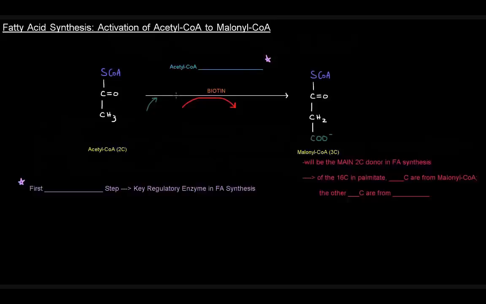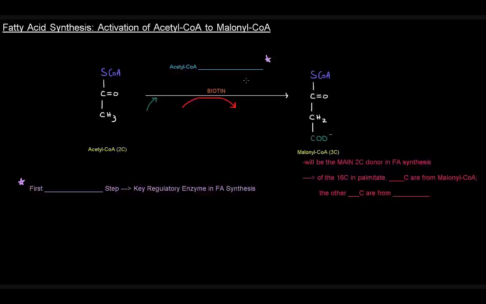In this video I want to talk about the activation of acetyl-CoA to Malonyl-CoA. So basically, if you recall from beta oxidation, we had to activate a fatty acid to acyl-CoA, which is the activated form of the fatty acid that could actually undergo the reactions of beta oxidation. Similar idea here. With fatty acid synthesis, we have to activate these acetyl-CoAs to their active form, which is Malonyl-CoA.